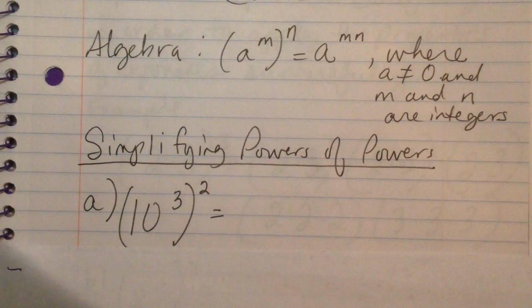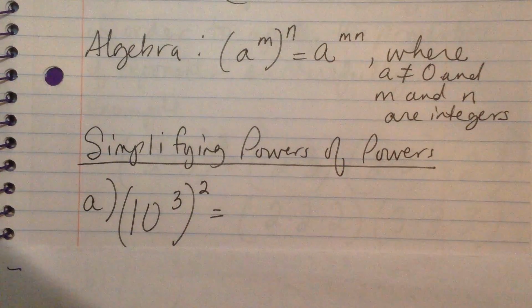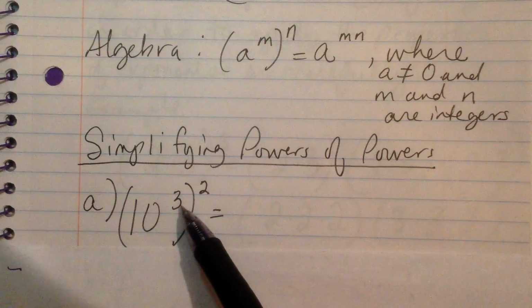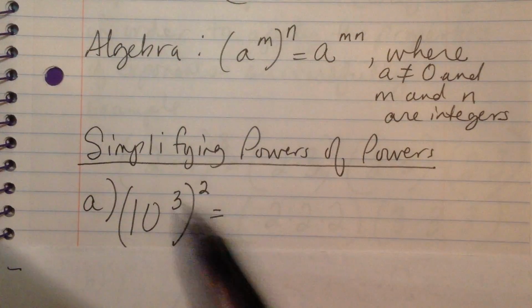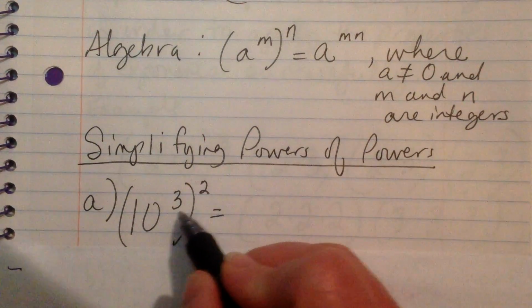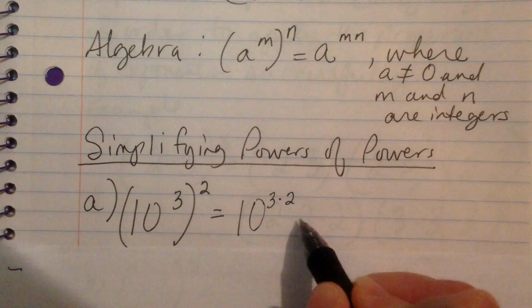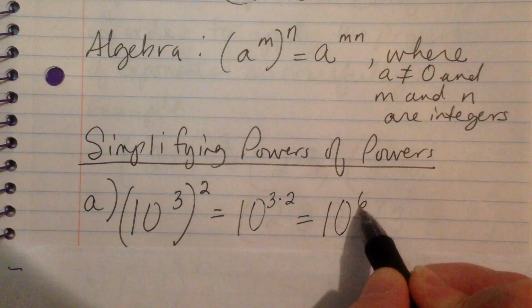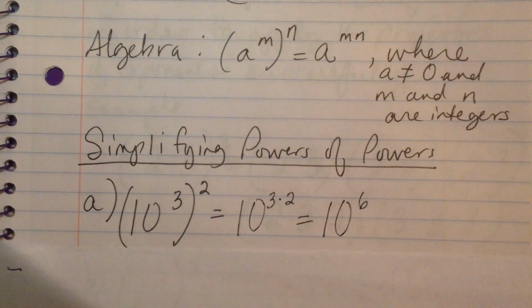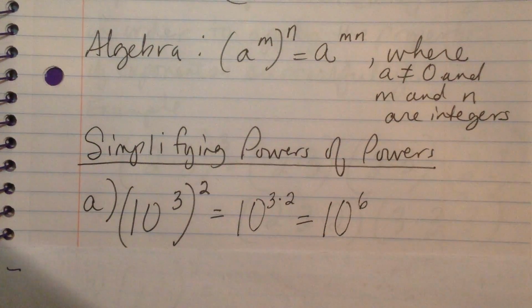Simplifying powers of powers. 10 cubed squared. Again, a number being raised to a power that's being raised on to a higher power. So, you simply multiply the exponents. That's 10 to the 3 times 2, which would give you 10 to the 6th power. Keeping the base and multiplying the 2 exponents.